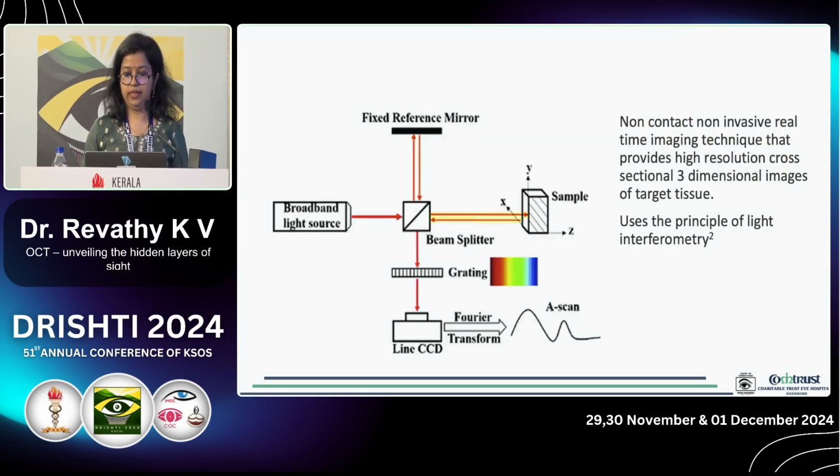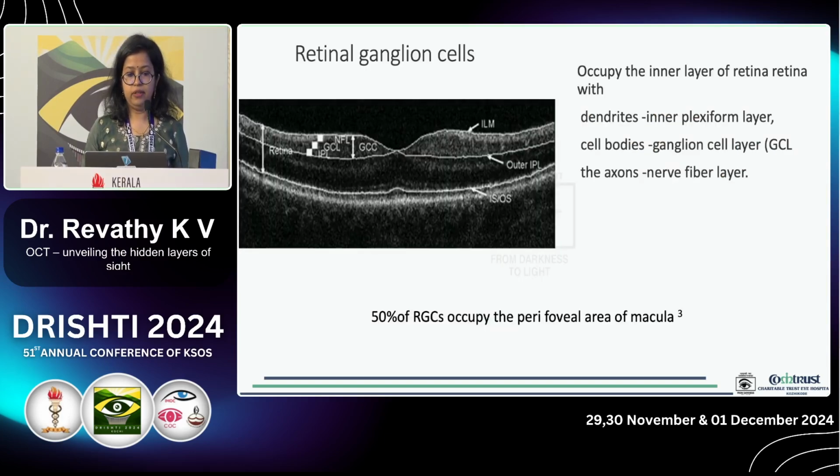The principle of OCT has already been defined. Coming to the retinal ganglion cells, they occupy the inner layer of the retina, with the dendrites forming the inner plexiform layer, cell bodies forming the ganglion cell layer, and the axons forming the nerve fiber layer. Together these constitute the ganglion cell complex. About 50% of the retinal ganglion cells occupy the perifoveal area of the macula. So with this modality, if there is a decrease in the thickness of the perifoveal area, we can get a clue towards glaucoma. But we know this area can be affected by other pathologies like diabetic macular edema, decreasing specificity.